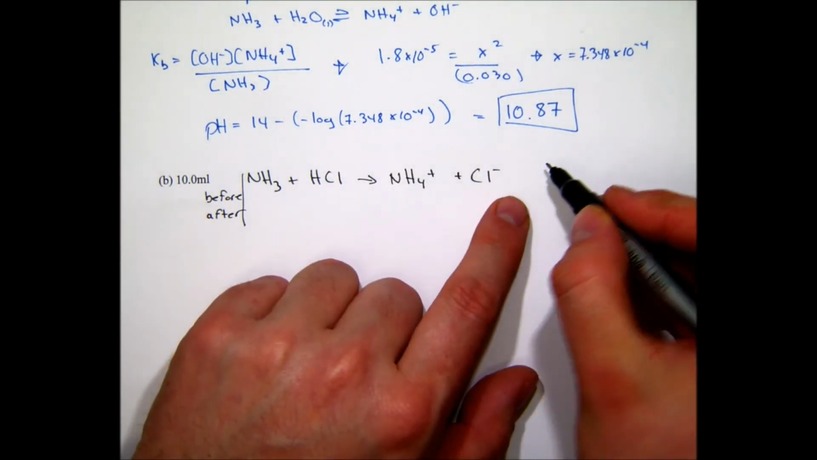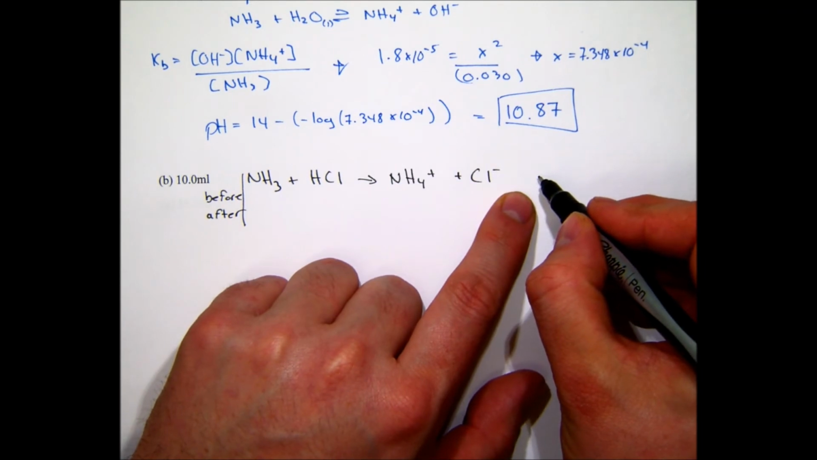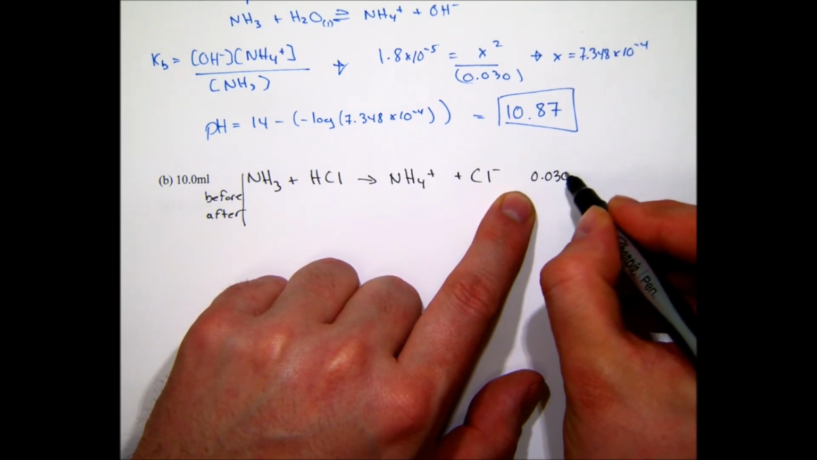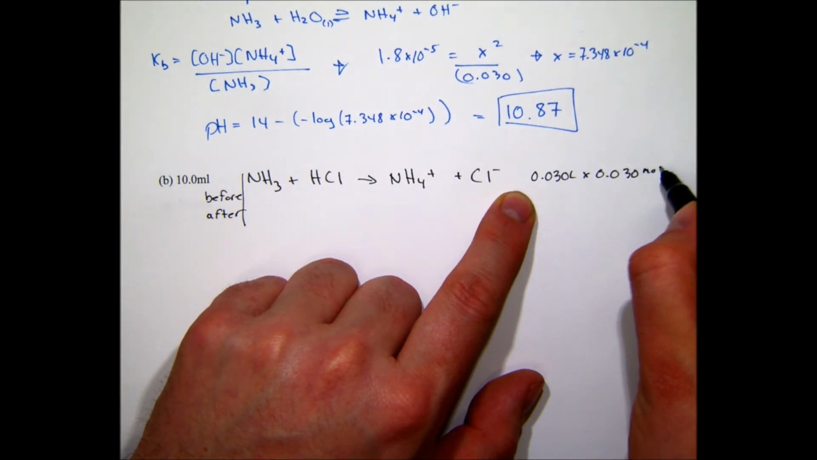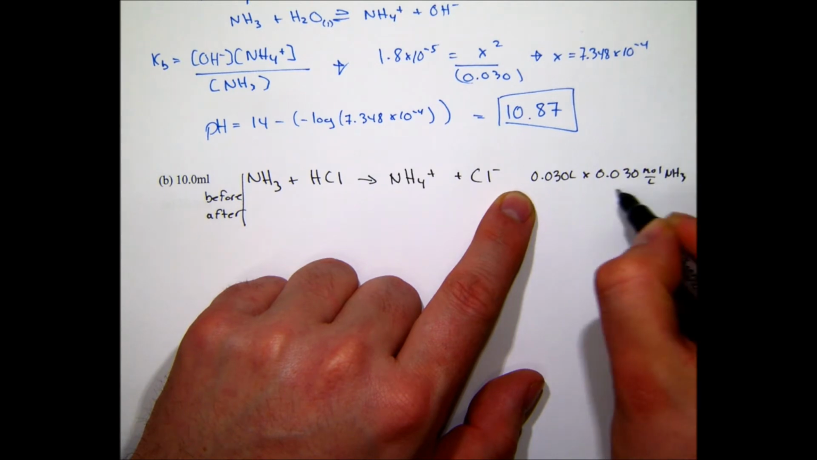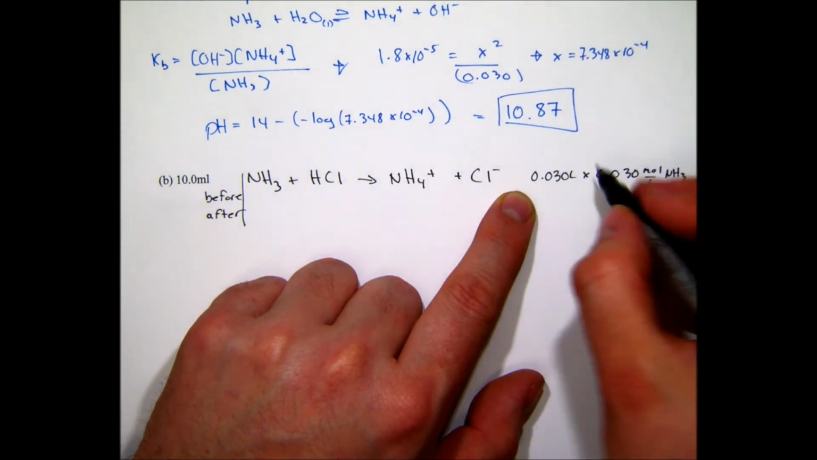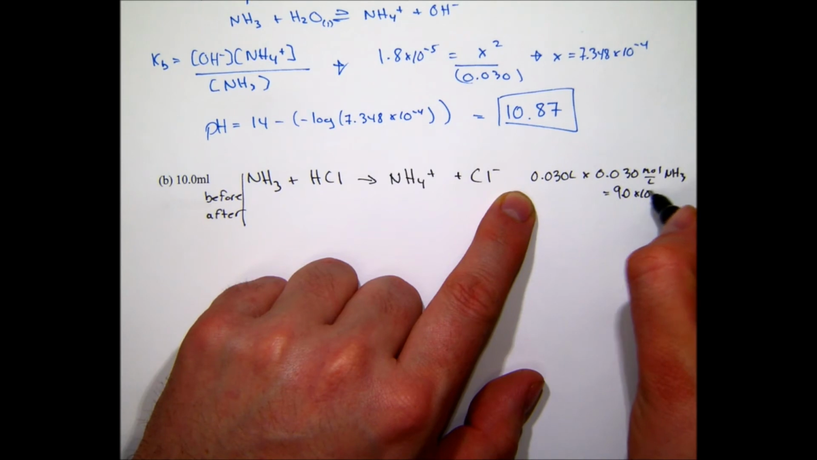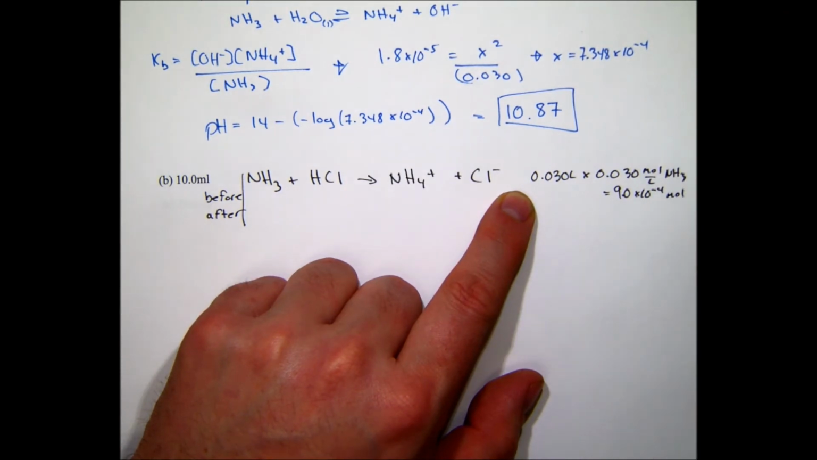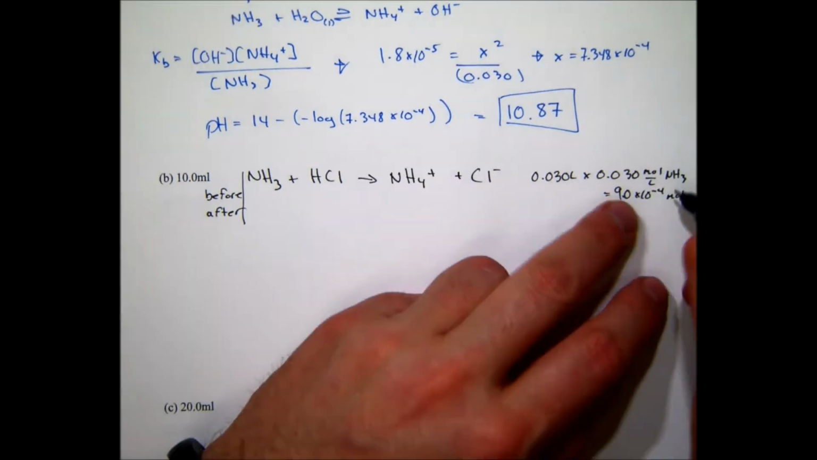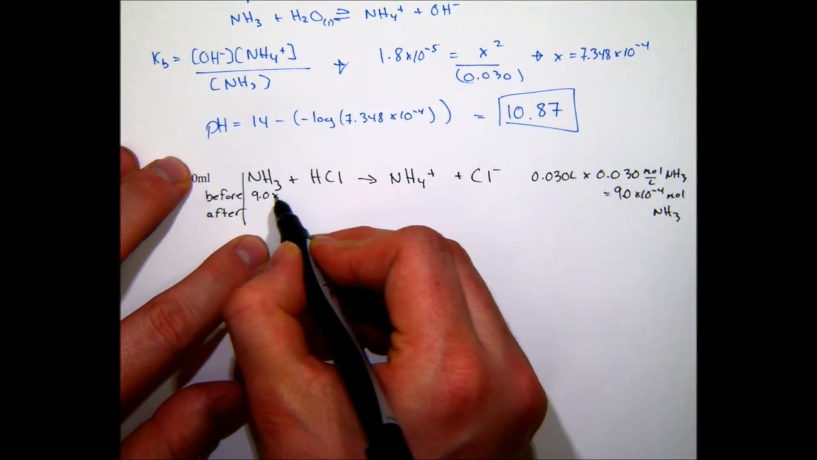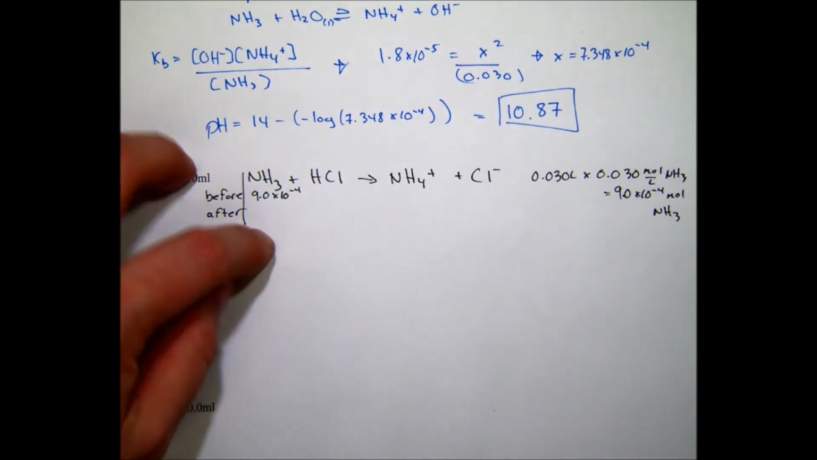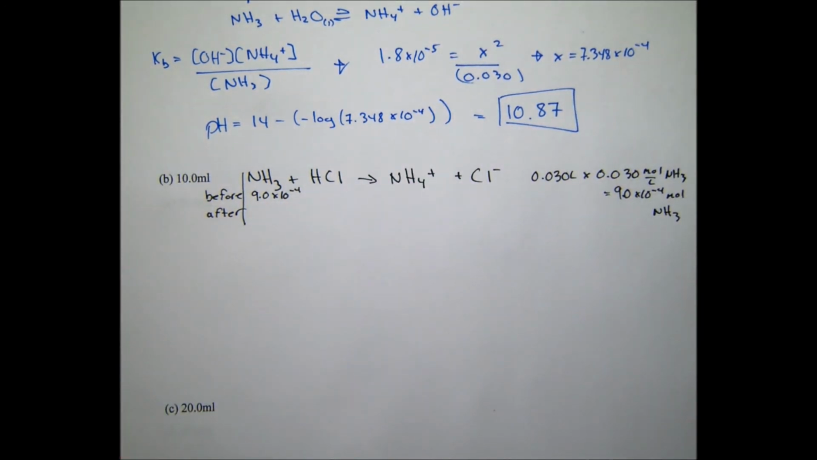First we're going to get the number of moles of NH3. So 0.030 liters times 0.030 moles per liter NH3, and we get 9 times 10 to the negative 4 moles of NH3. So I start with 9 times 10 to the negative 4 moles of NH3. That's going to be the same number every single time.